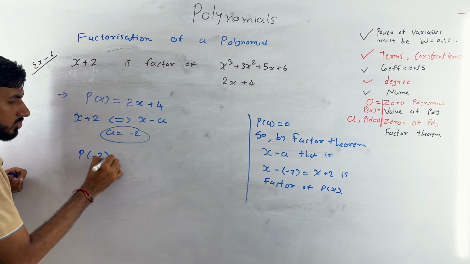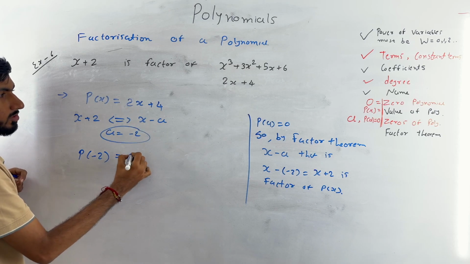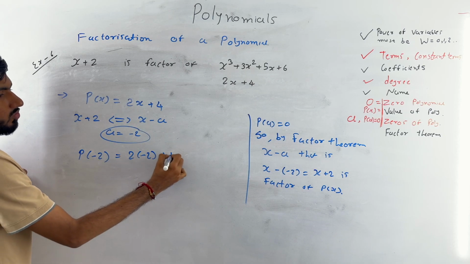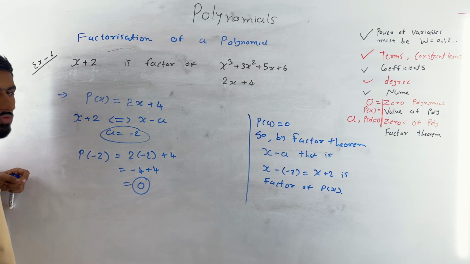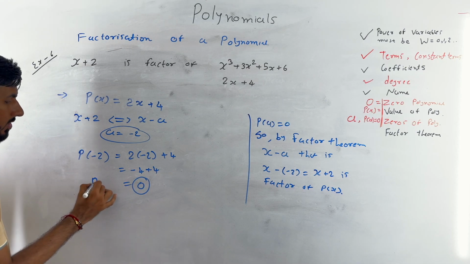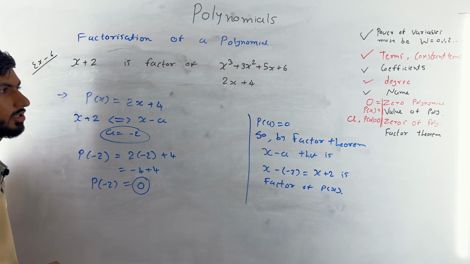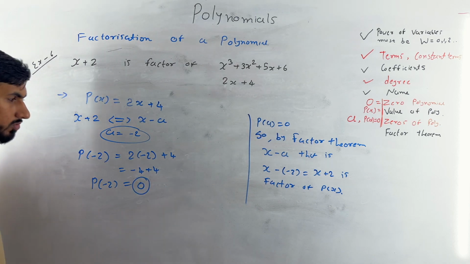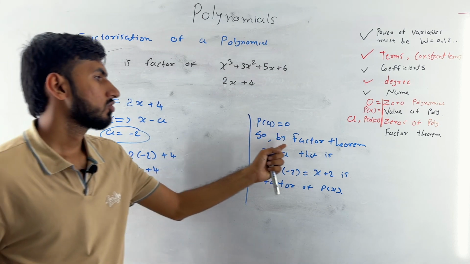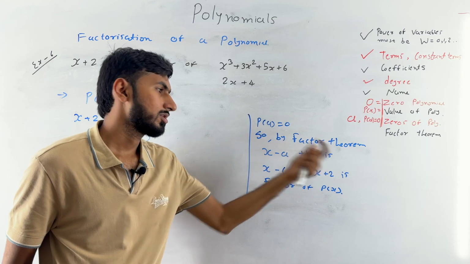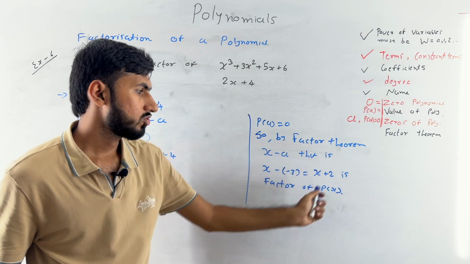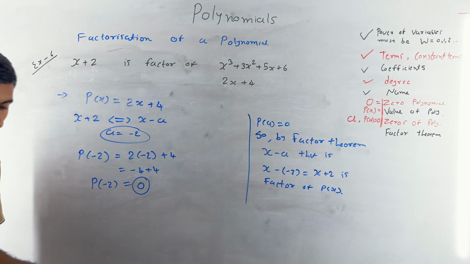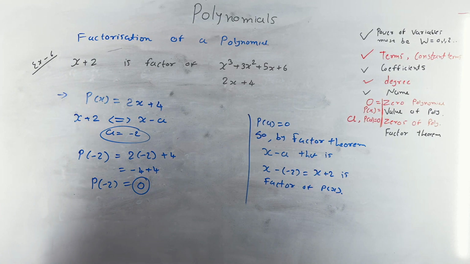Now find P of minus 2. Put the value x is equal to minus 2 here. So minus 4 plus 4, the answer will be 0, right? So I get P of minus 2 is equal to 0, that is P of a is equal to 0. So by the factor theorem I can say that x minus a, that is x plus 2, is a factor of P of x. Very easy, right?